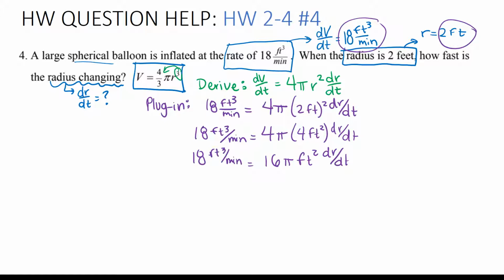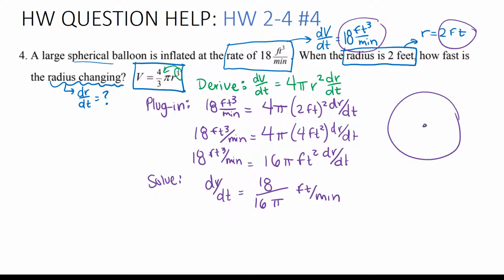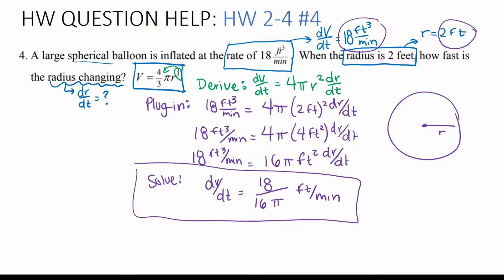Okay, now we just have to solve for our dr dt. So this is our solve step. Dr dt is going to be our 18 divided by 16 pi, and our units are just going to be feet per minute, which makes sense because we're talking about our spherical radius here. That's just one-dimensional. We're just talking about a singular foot. There's our answer to number 4.